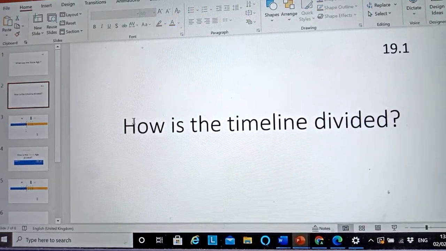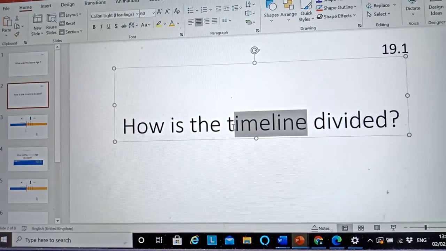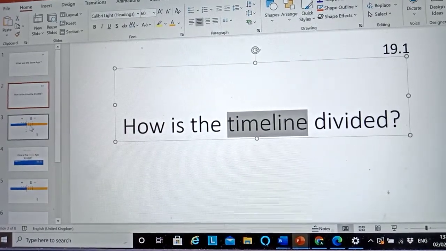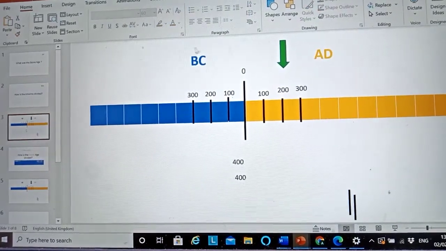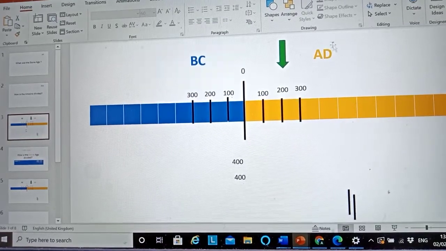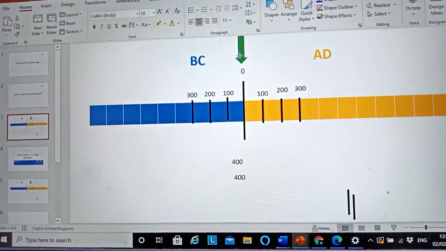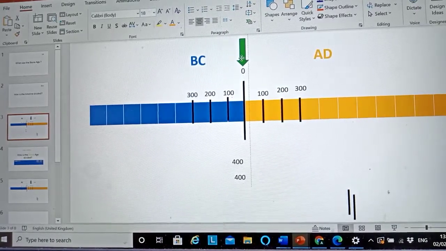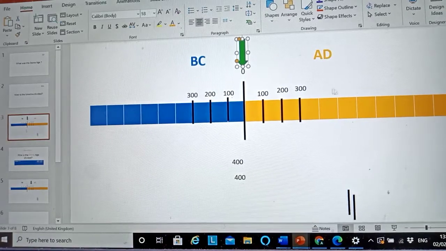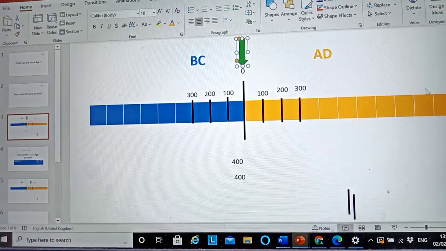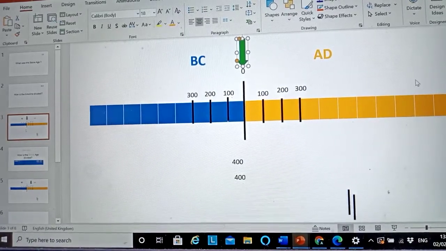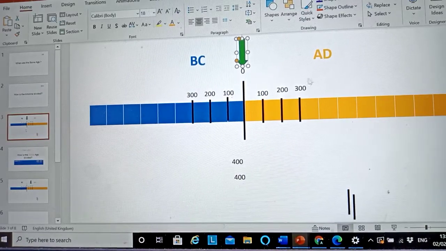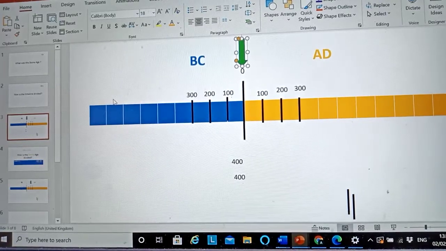Last week, we looked at how a timeline was divided. And we said the timeline was divided into these dates, BC dates, and these dates, AD dates. And they pivot, they change around the zero. And at zero, we said that Jesus Christ was born. If you carry on going this way in time, you come to the present, which is where we are, we're here. And if you go further back and back and back, you go further into the past. That's how the timeline works.